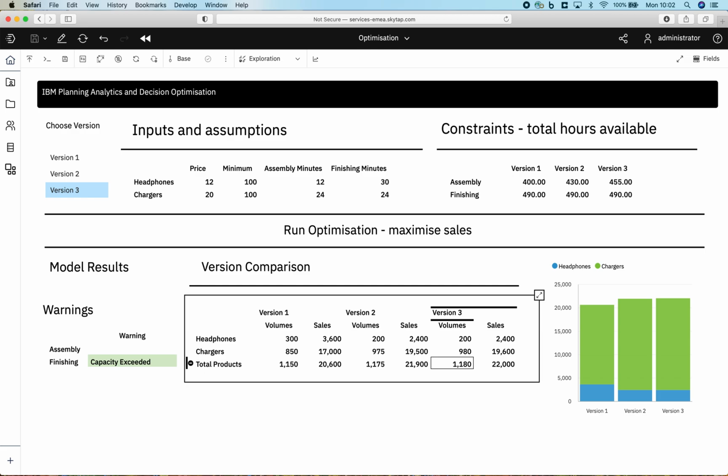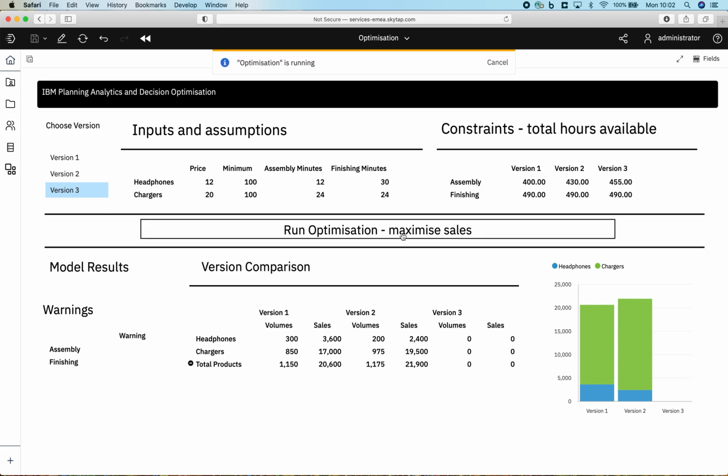And this is where decision optimization can help. It will programmatically solve the problem of maximizing the sales that can be achieved subject to the constraints that we have within the business. So let me run the optimization, and then when it's finished, I'll be able to see the results.